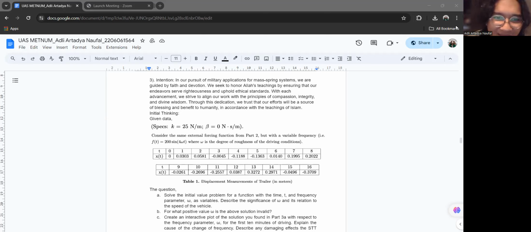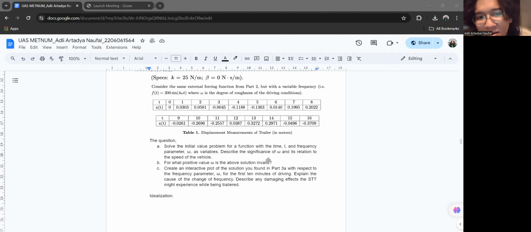Next, we continue in initial thinking. Given the data with specs: K equals 25 Newton per meter, with beta 0 Newton meters. Consider the same external force function from part 2, but with a variable frequency, F(t) equals 200 sin(4 omega t), where omega is the degree of roughness of the driving condition. This is the table.